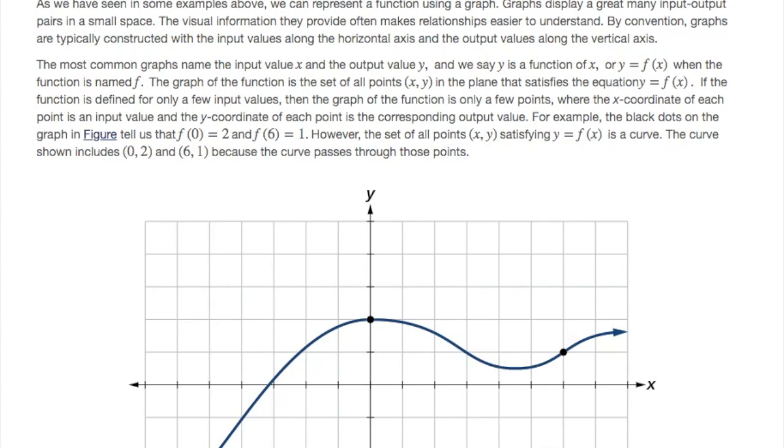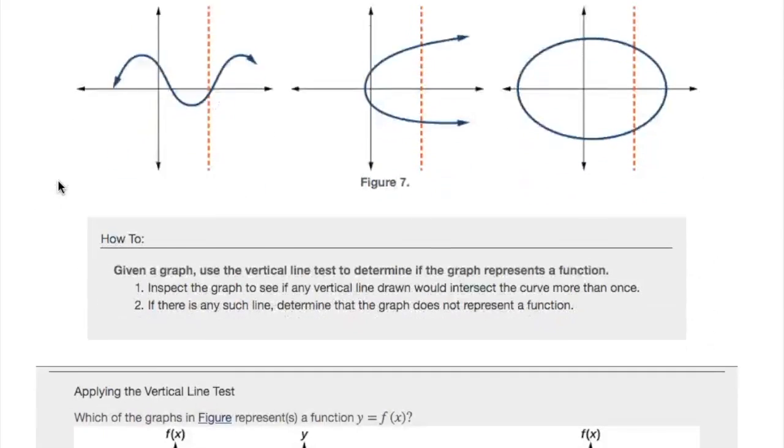Given a graph, an easy way to determine if the graph represents a function is to use the vertical line test. So let us describe what this is.